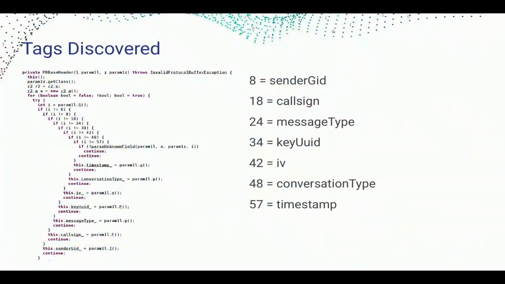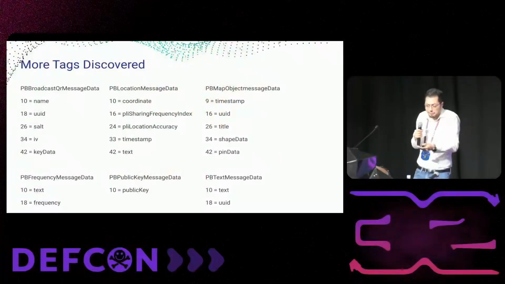Yeah, so we go back and look through the source code. We find these tags. Remember that we talked about reverse engineering tags? We see 57 right here, so we were spot on. Our reverse engineering methodology was very spot on, and that's what we want to show you. We find more tags, right? PB broadcast, we see key data, coordinates. So we have a bunch of tags.